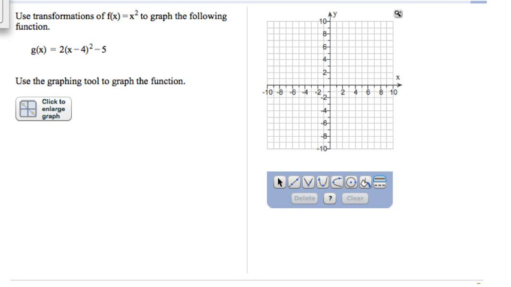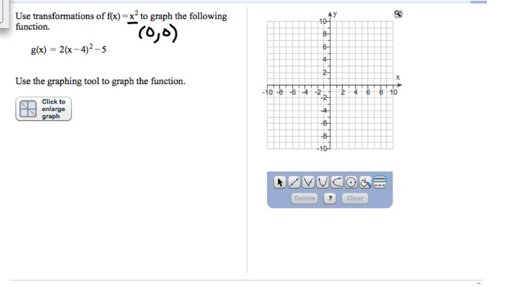So start off here. There's two transformations we're going to look at in order to determine the vertex of the function first. The 2 we're going to disregard for the time being. But notice there's a minus 4 on the inside of the parentheses and a minus 5 on the outside of the parentheses. The parent function is x squared. Its vertex is at (0, 0).